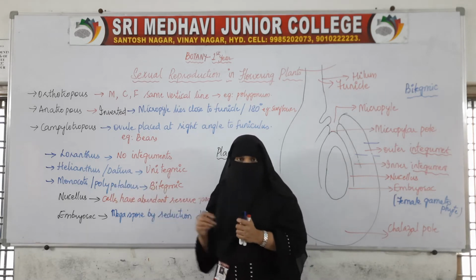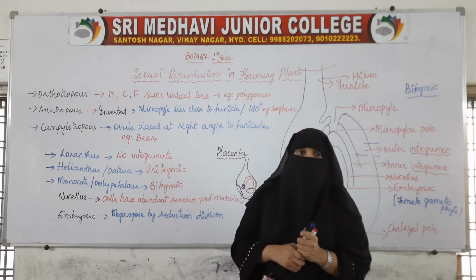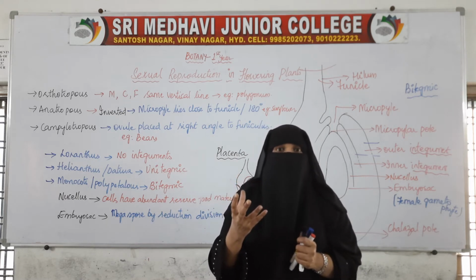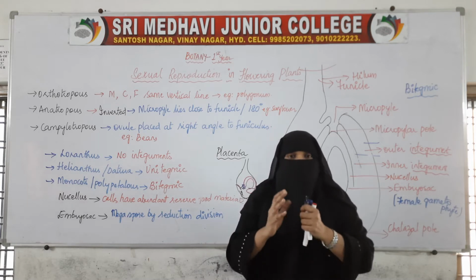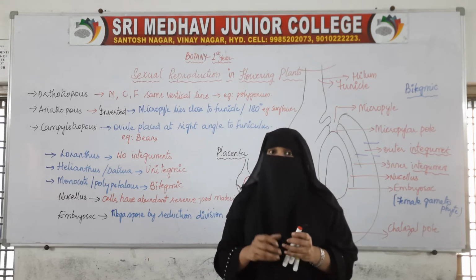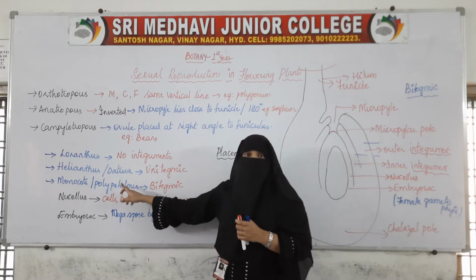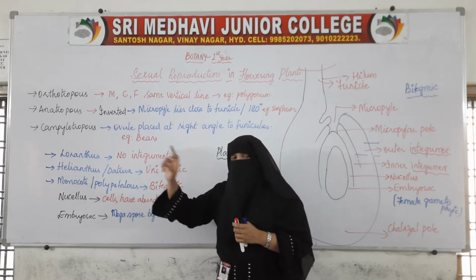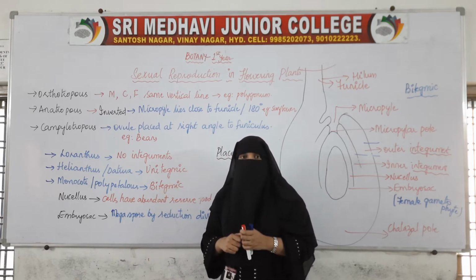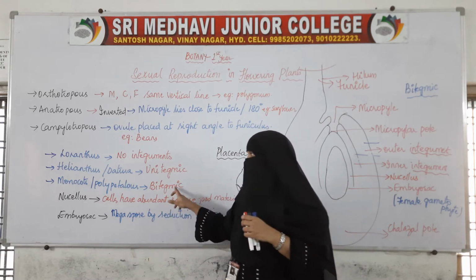Rest, in almost all the monocots and in polypetalous plants. What do we mean by polypetalous? Petalous means petals; polypetalous means the petals are free, not fused with each other. In all those plants where petals are free, and in monocots, we find a bitegmic ovule, that is, the ovule will be covered by two layers.